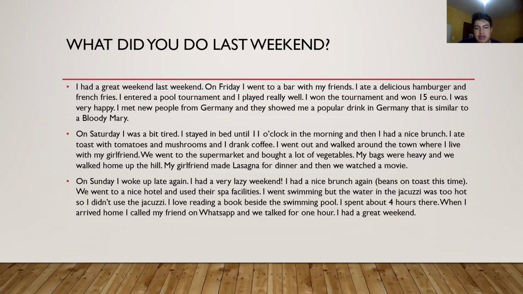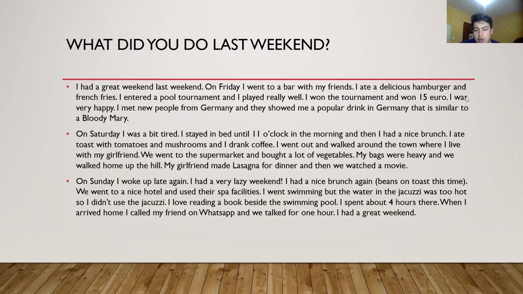I had a great weekend last weekend. On Friday, I went to a bar with my friends. I ate delicious hamburgers and French fries. I entered a pool tournament, and I played really well. I won the tournament and won 50 euro. I was very happy. I met new people from Germany, and they showed me a popular drink in Germany that is similar to a Bloody Mary.